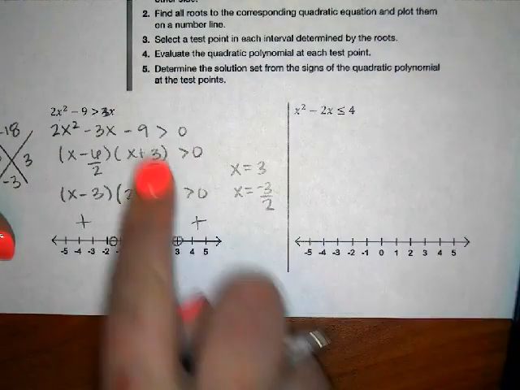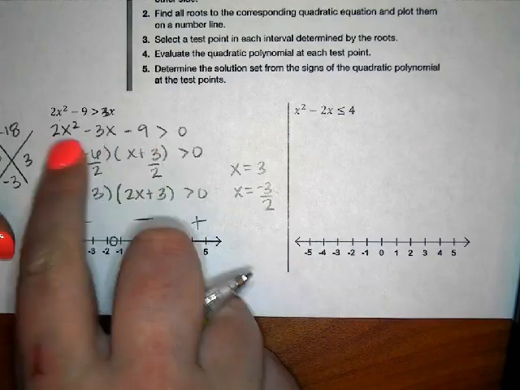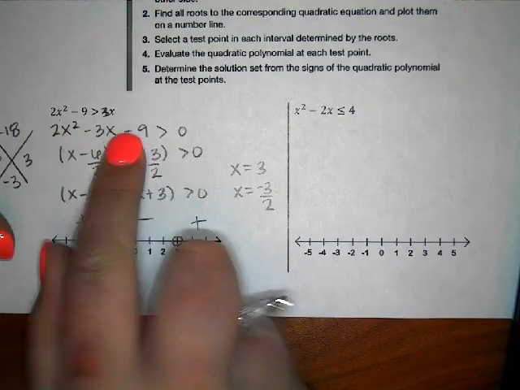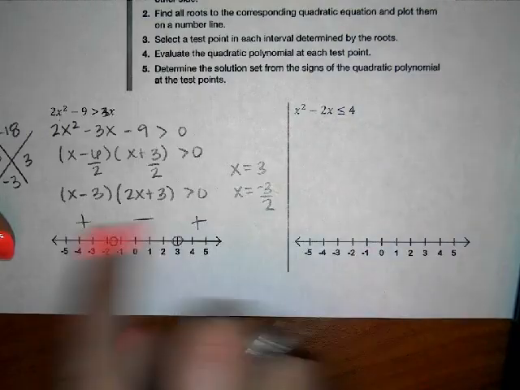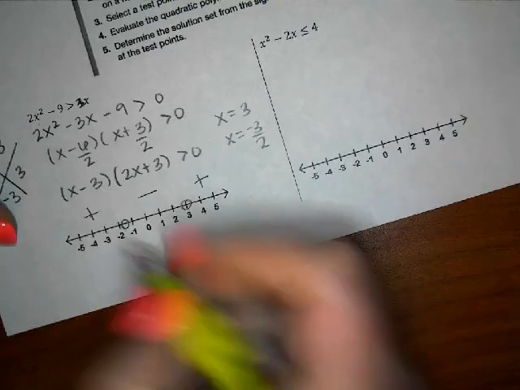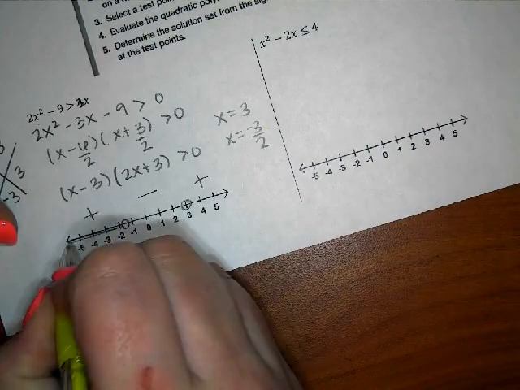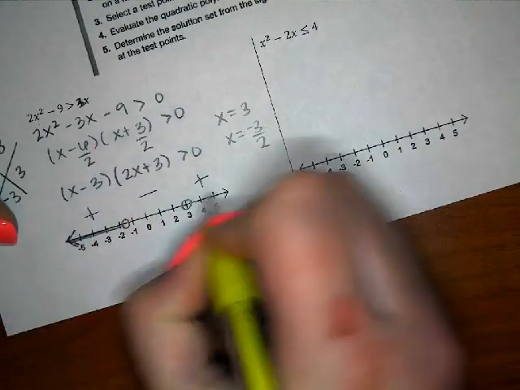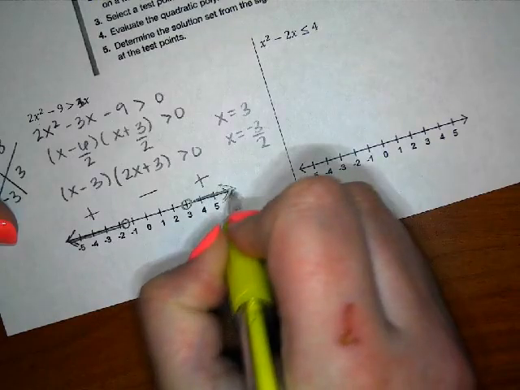And so now that I see the signs, I didn't have to graph my answer, but you kind of do it anyway with this one. And so my answer is -infinity to -3/2. And 3 to infinity.